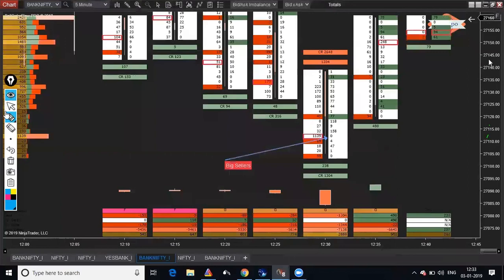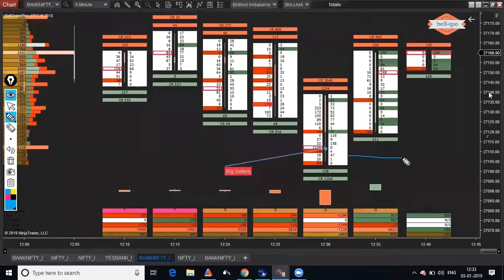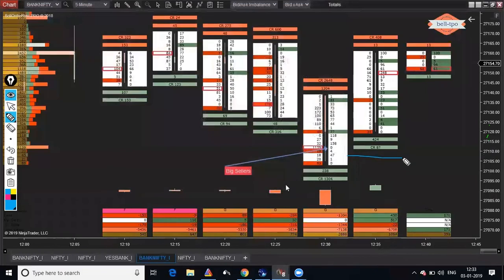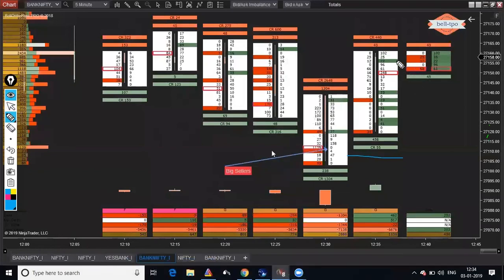So probably you can place your stops around this band. That's where you can keep your stops over here. The moment you're able to spot big orders, it's a kind of scalping opportunity. Immediately you have to jump in. I'm also taking a screenshot to show that there was a scalping opportunity. Let's not waste time here. I'll just fast forward. You can see the activity as it was happening up and down.